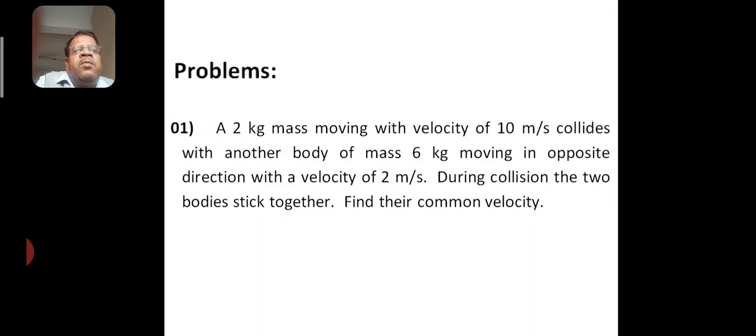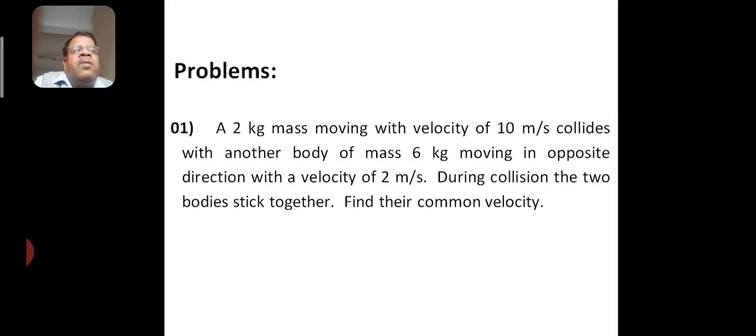See the first problem. A 2 kg mass moving with a velocity of 10 meter per second collides with another body of mass 6 kg moving in the opposite direction with a velocity of 2 meter per second. During collision, the two bodies stick together. Find their common velocity. Observe here, m1 equals 2 kg, moving with a velocity of 10 meter per second, u1 equals 10 meter per second.